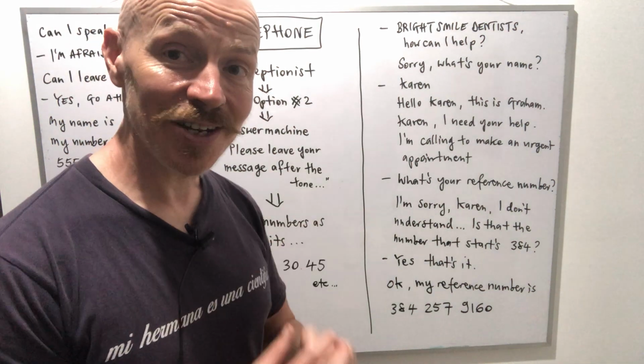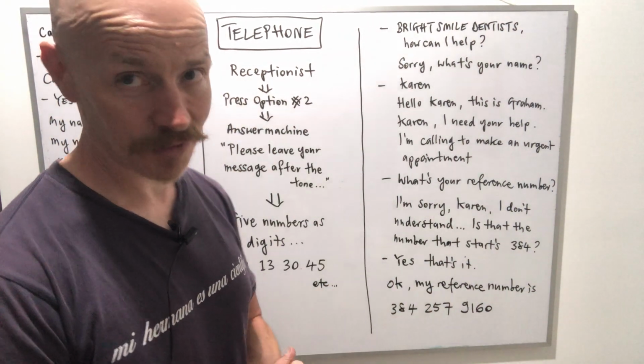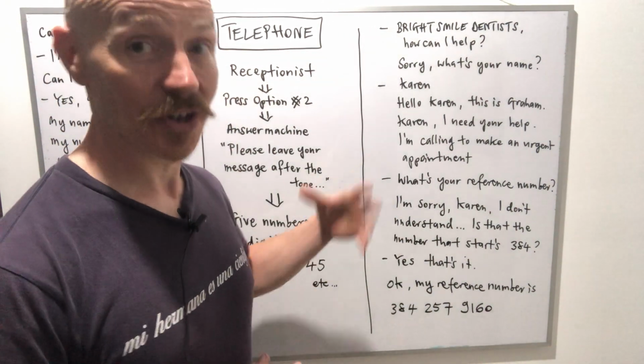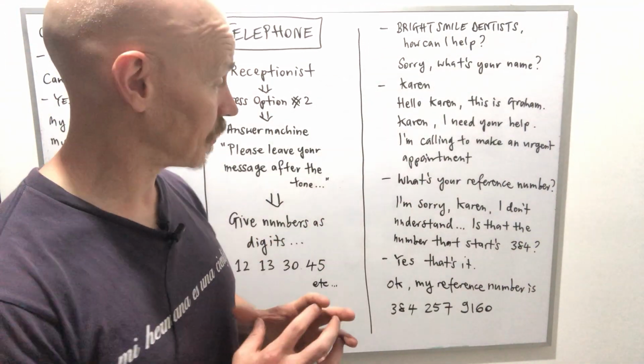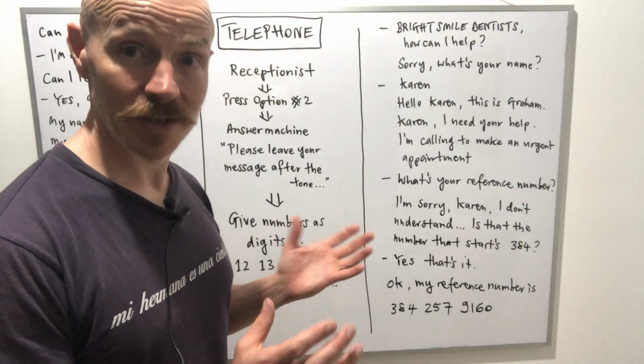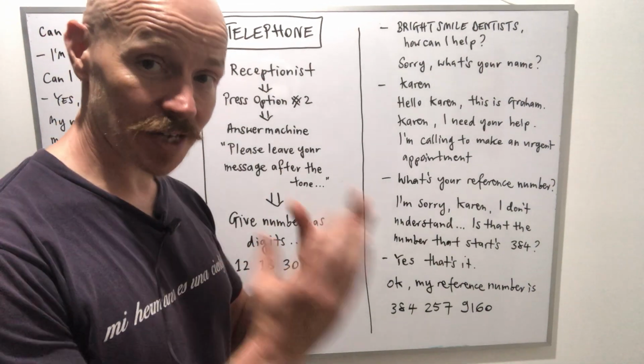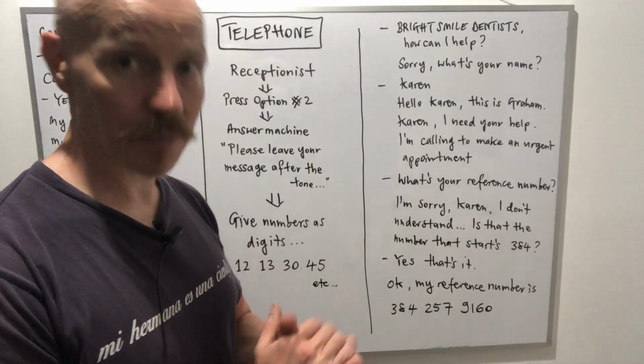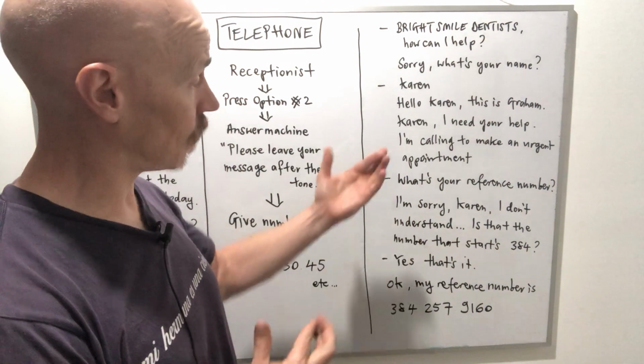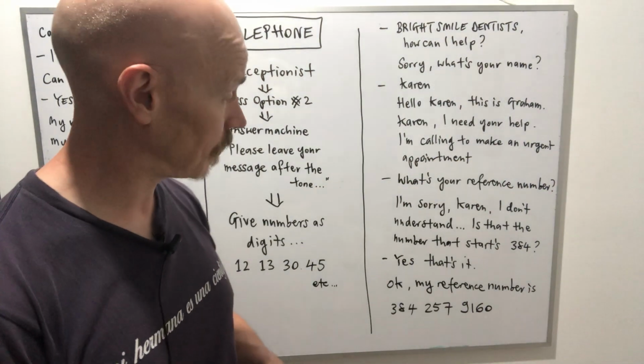Karen, I need your help. That's what I'm ringing for. I need your help. I'm calling to make an urgent appointment. Yeah? So now we've made more of a connection. I've said hello. Now I know her name. I'm asking for her help and what I need the help for, to make an urgent appointment.